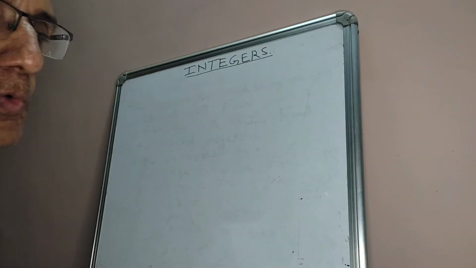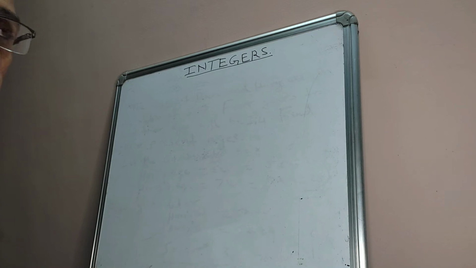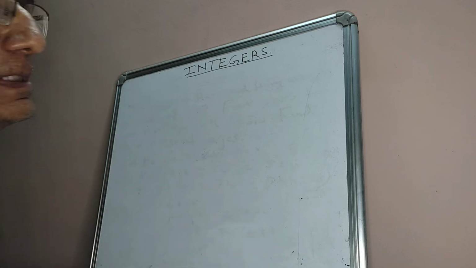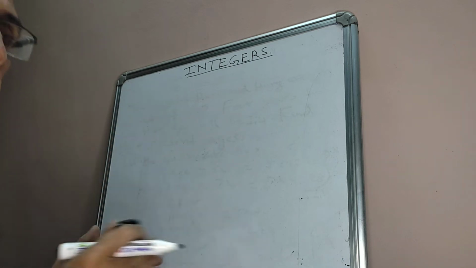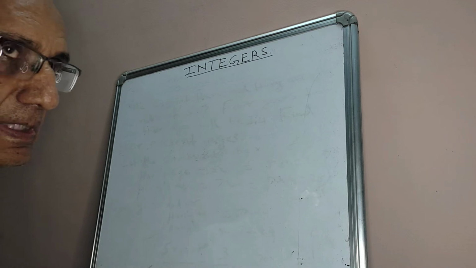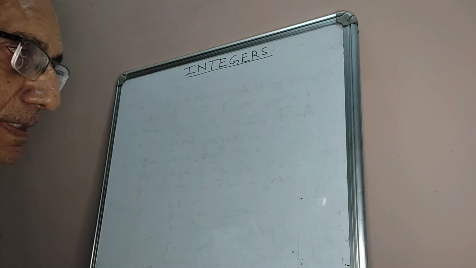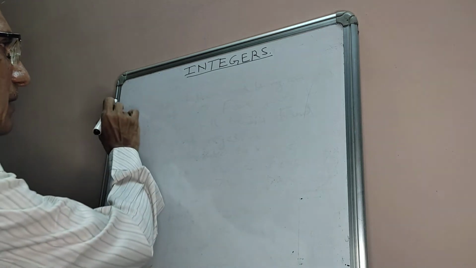To begin with, what are integers? What do we mean by the word integer? To understand the word integer, I think we have to go a little behind. We need to start from the number system, so I'll just start with the number system.